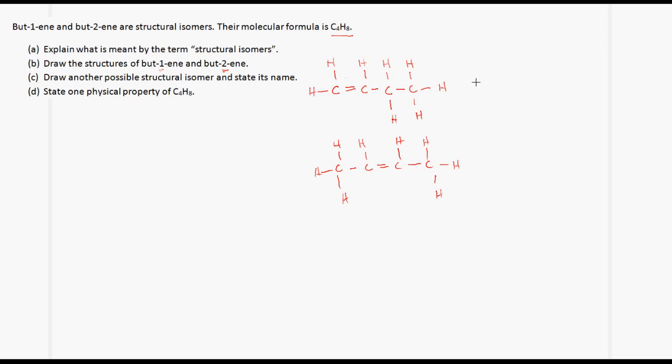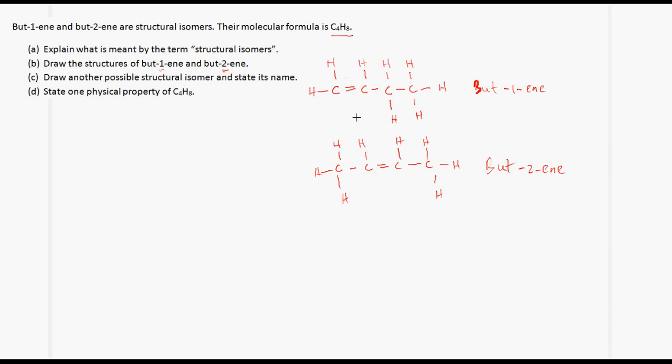So this is but-1-ene, and this is but-2-ene. The next part: draw another possible structural isomer and state its name.